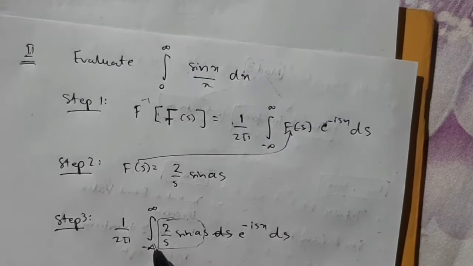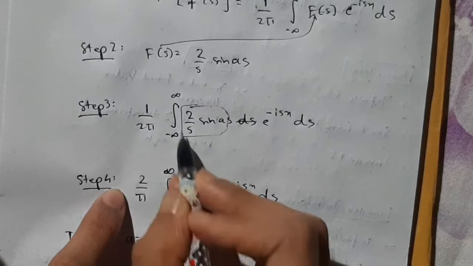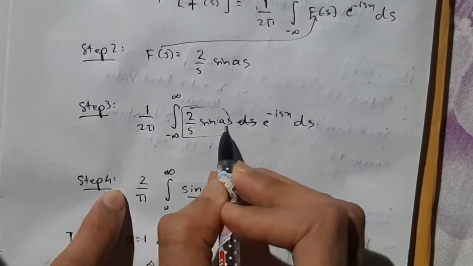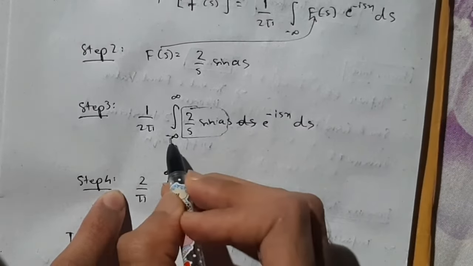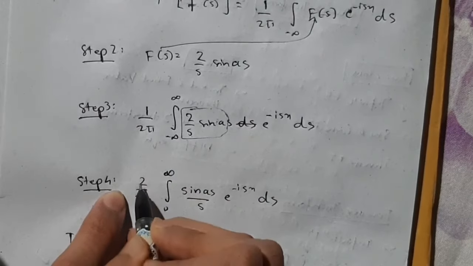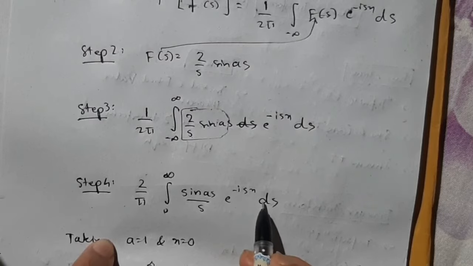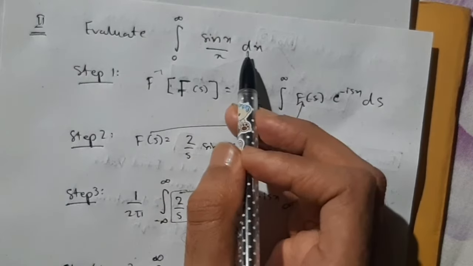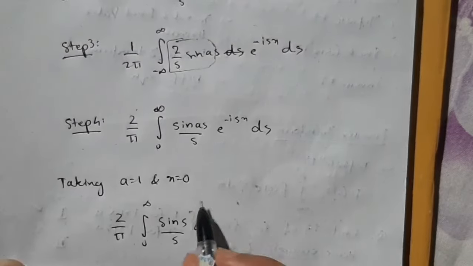Then that's step 3. Step 4, you will take this 2 outside, you will cancel this 2. Then as you can see, sin as and s both are odd functions. Odd by odd function is even. So in even, you change the limit to 0 to infinity and multiply by 2 here. So it will be 2 by pi sin as by s e power isx ds. So ultimately what we need here, compare these both, sin x by x dx. Here this extra term e power isx is there. We can take any value of x and a.